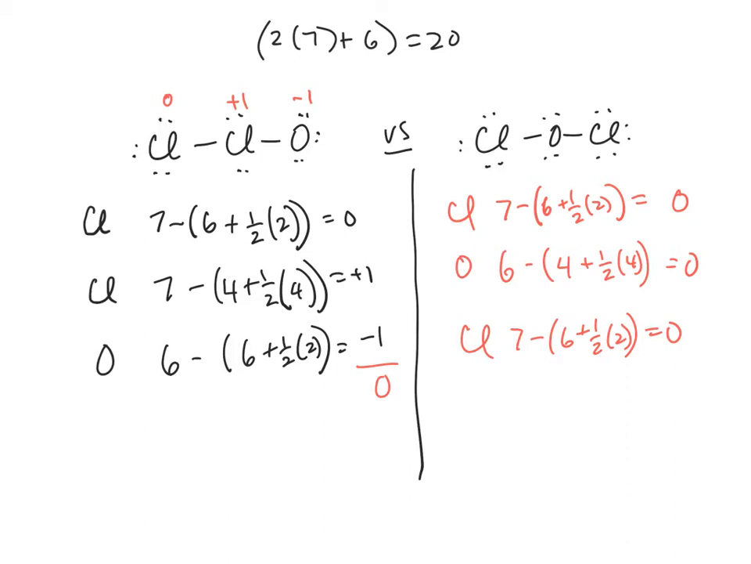So one of the rules is to choose the structure with the smaller formal charges. So you have 0, 0, and 0. So zeros are smaller than zeros and ones. So the answer is that this is going to be the preferred structure. And that adds up to 0, of course. So this one is the preferred structure.